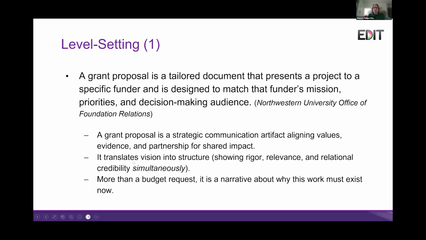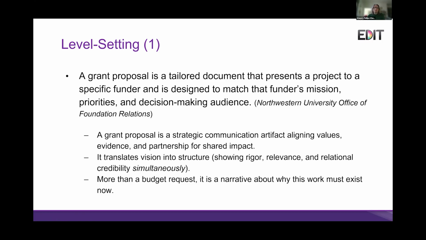So just to level set where we are starting today, just because not everyone is familiar with what a grant proposal is, we have this definition from Northwestern, where a grant proposal is a tailored document that presents a project to a specific funder and is designed to match that funder's mission, priorities, and decision-making audience. So proposals do a lot of different things.